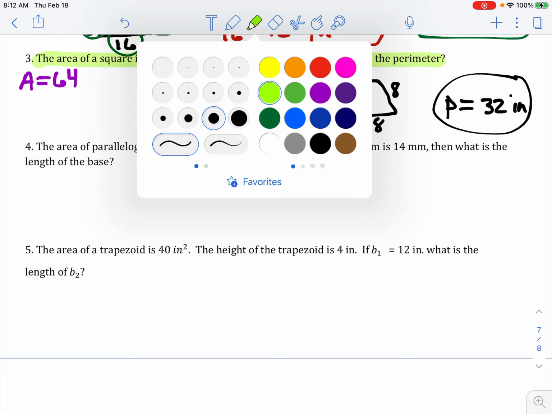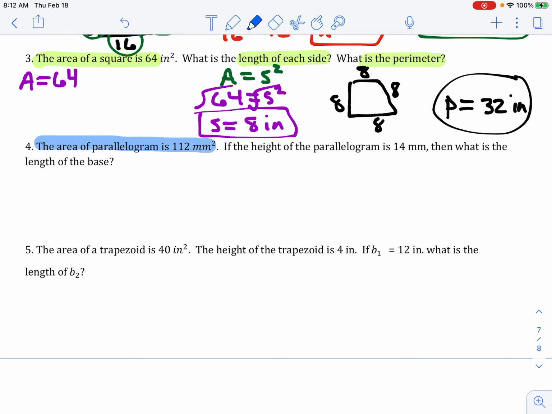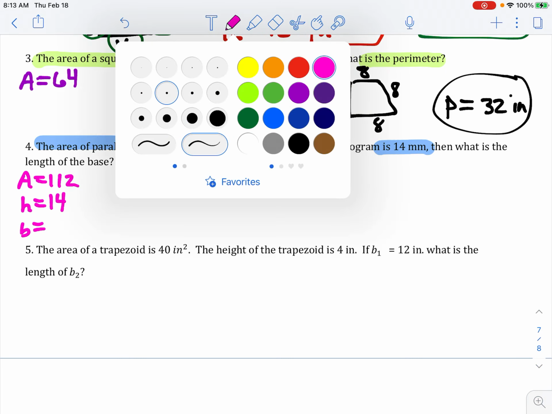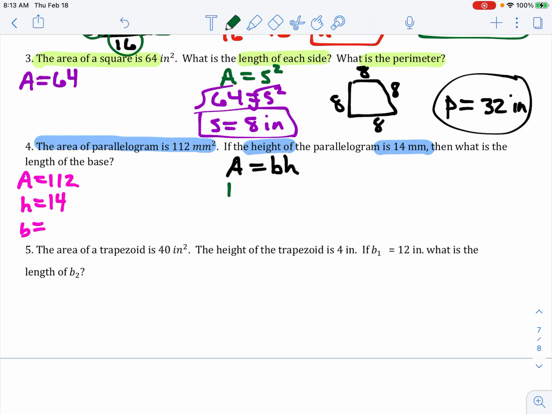All right, let's keep going. Notice, here we go again, the area of a parallelogram is 112. So again, let's identify our formula. Parallelogram area is base times height. So far, they've told us that capital A is 112. Next part of this question says the height is 14. So I know H is 14. It wants me to find what is the length of the base. Well, let's plug in our numbers and get ready to solve.